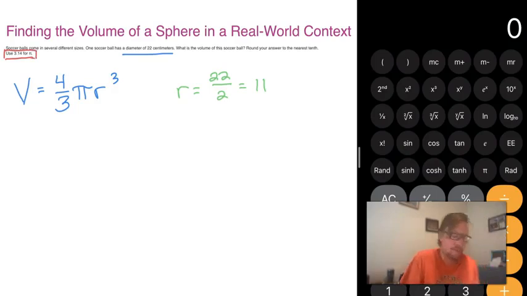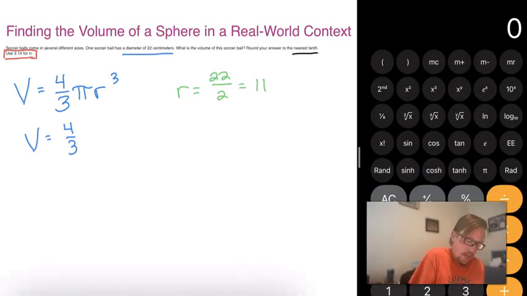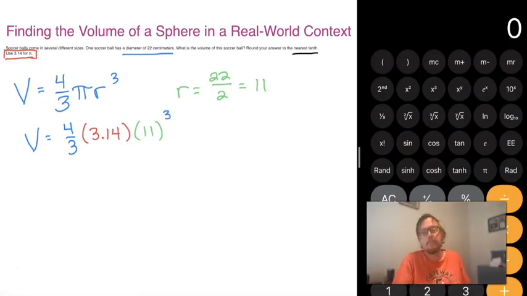And then the problem says use 3.14 for pi. And then because my answer is probably going to be horrible, it says round to the nearest tenth. So all that's left for me to do is just plug in my values. So volume equals 4/3. I'm going to use 3.14 for pi. Half of the diameter was 11, so 11 cubed. Okay, so all I have to do now is just plug these values into my calculator.